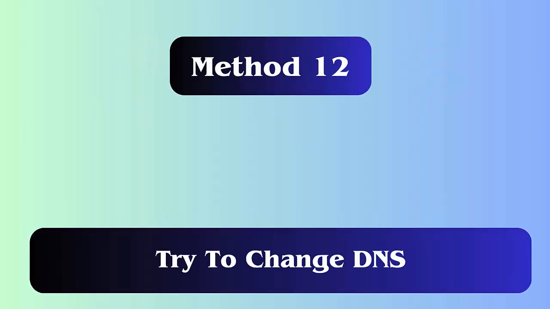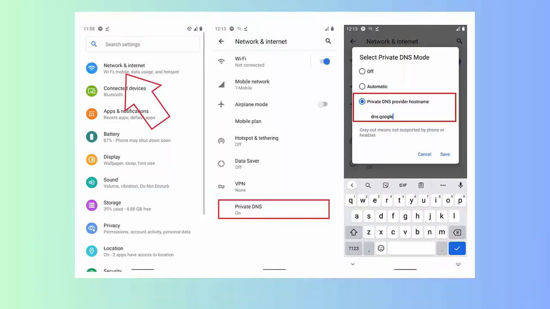Method 12. Try to change DNS. Many times, apps not working on mobile data on an Android mobile can be fixed by changing DNS. First, go to settings, Wi-Fi and network, then private DNS. Here, change private DNS to automatic. Now, enter dns.google as the host name and finally, tap on the Save option.